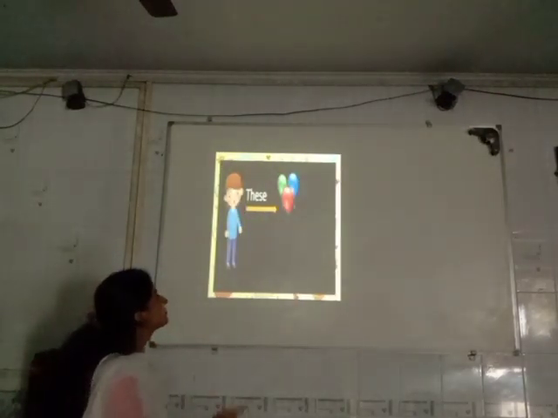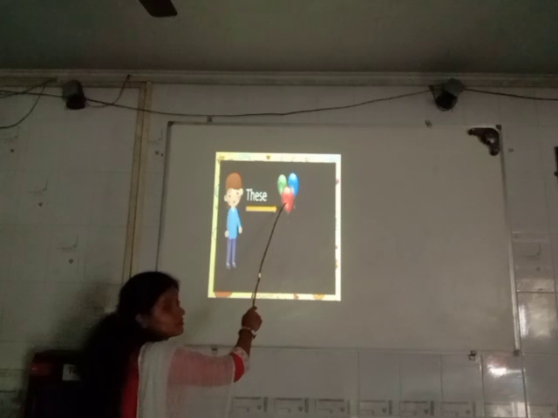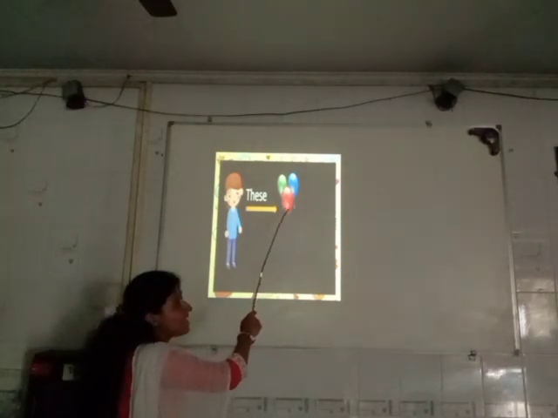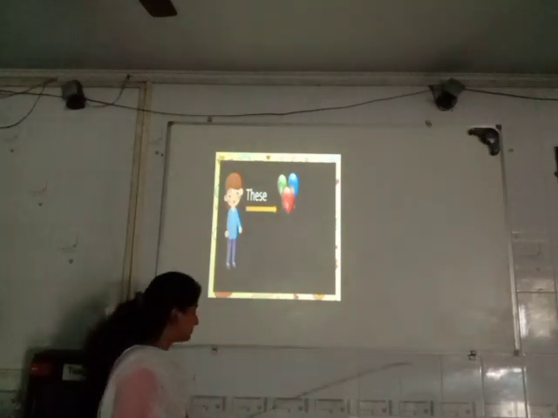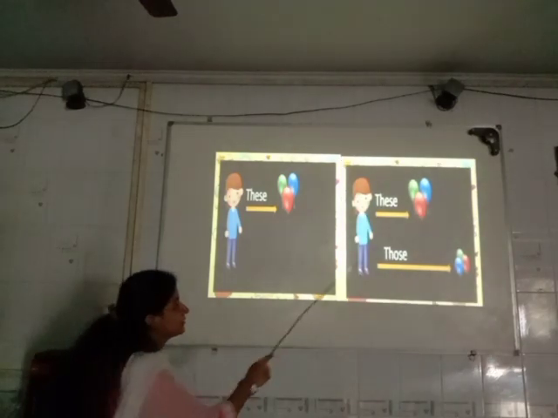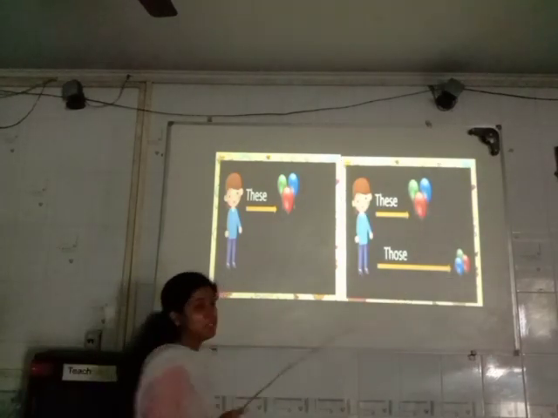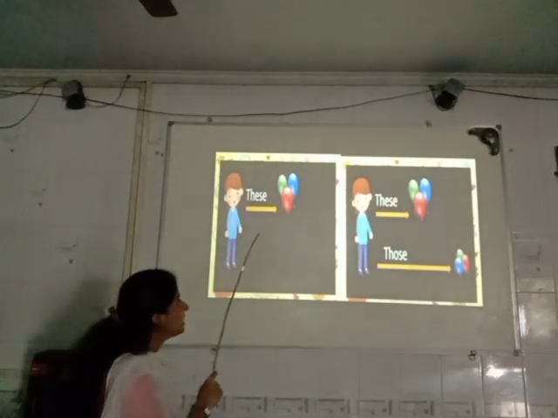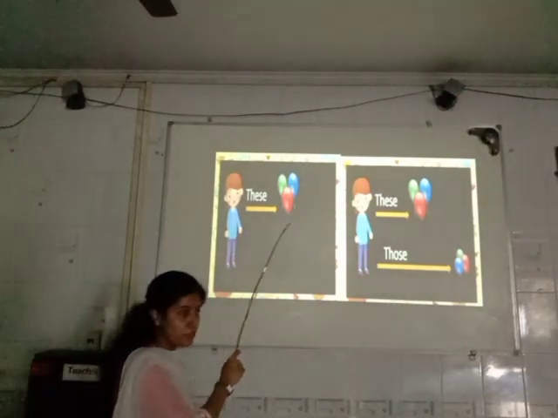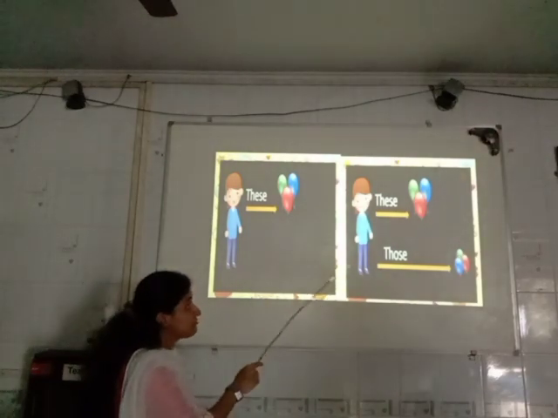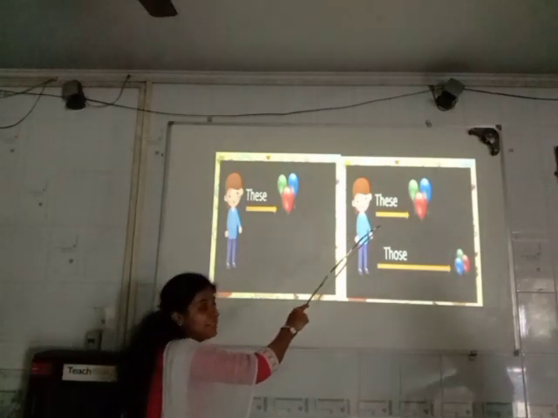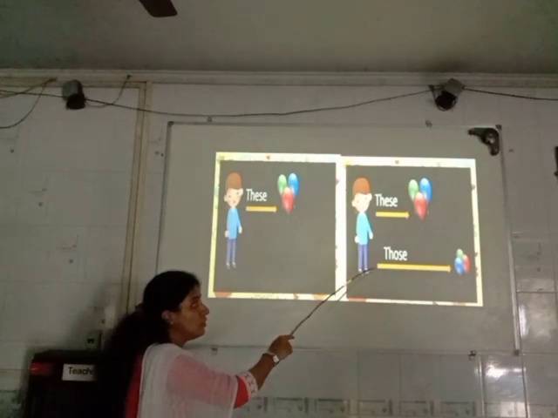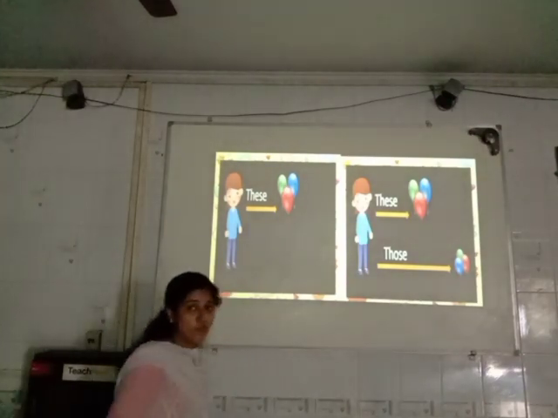Now see, we use "these" for this balloon. So these are balloons. Now see here, it is far from us, so we use "those." Those are balloons. So we use these for plural, and we use "these" when it is near to us and "those" when it is far from us.